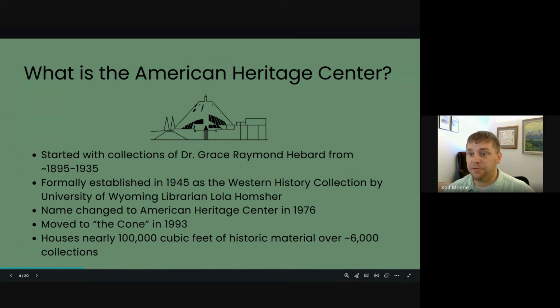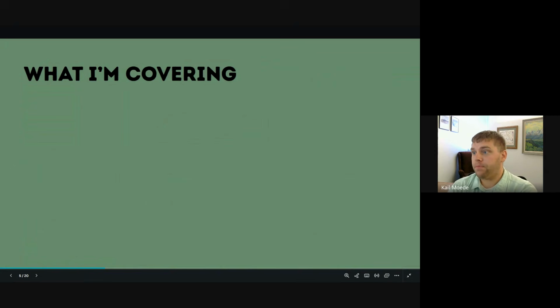So lots of material. If you're a smaller institution, you're probably dealing with a handful of collections. But I think a lot of these processes with dealing with massive collections are easily applicable to smaller collections. So that's a little bit of who we are.